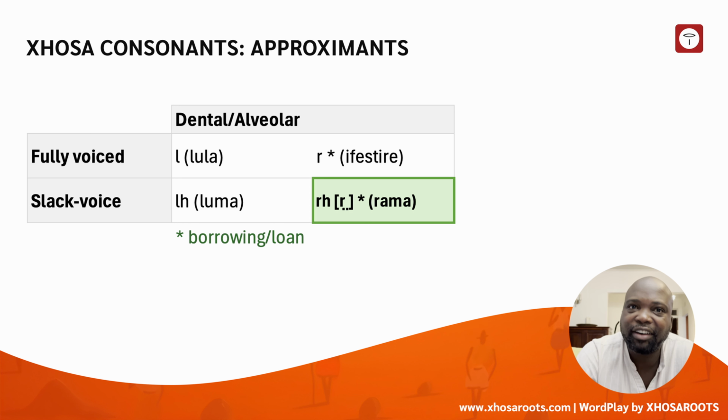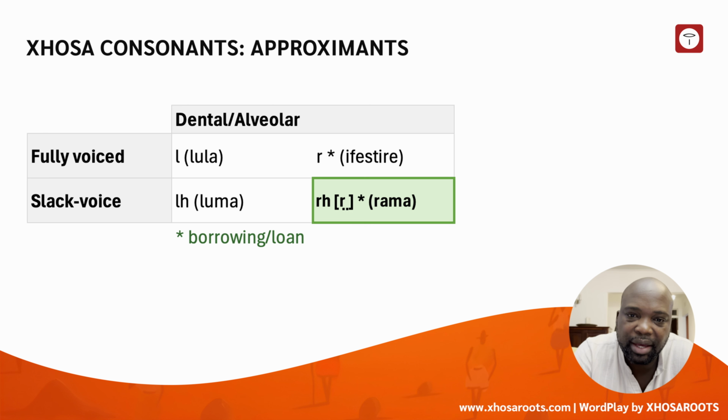Red, red, red, red. I suppose that's why these are approximates. They sit right at the edge, and one can easily mistake one for the other. And so that's it for the approximate sounds. Now let's look at the last consonant sounds in the language of isiXhosa, as it's referred to natively.